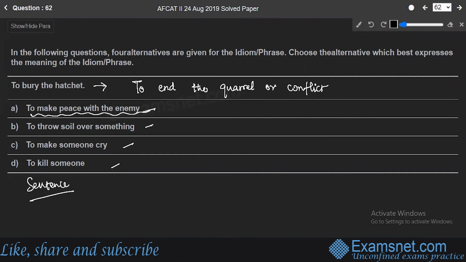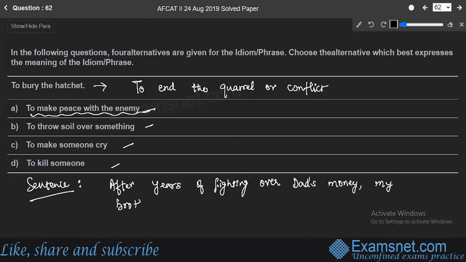Let's write down a sentence on this now. After years of fighting over dad's money, my brothers finally buried the hatchet. So I hope the meaning of this idiom is very clear to you.